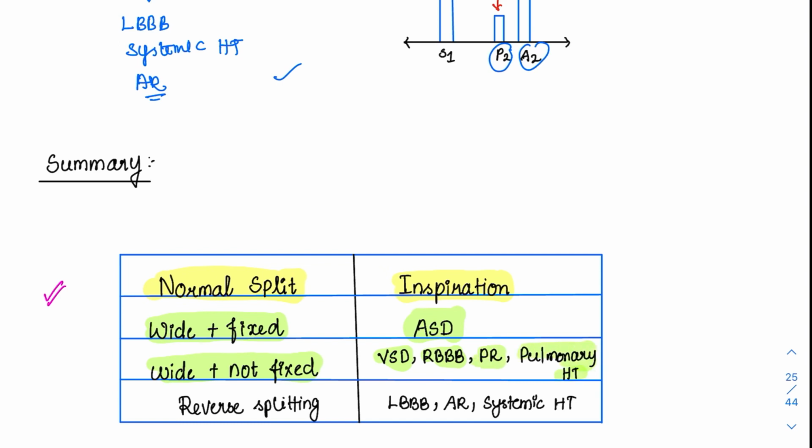Then coming to reverse splitting. Reverse splitting is when the left ventricle is having more volume or is not pumping properly. That is LBBB, left bundle branch block, or aortic regurgitation, or systemic hypertension. In all these conditions, it is going to have a reverse splitting. So this is all about the splitting of the heart. Now we have to understand different types of murmurs, the systolic murmurs and the diastolic murmurs. Once it is done, our heart sound discussion is done.